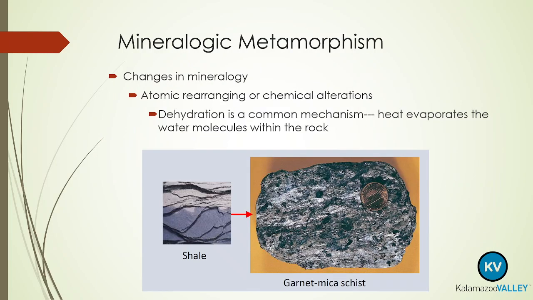As mentioned earlier, there are two primary ways that a rock can change if exposed to the right conditions, that being high enough heat and pressure. Number one is mineralogic metamorphism, so changes in the mineralogy or the content of that rock. This happens through atomic rearranging or chemical alterations in general. One process by which this happens is dehydration.